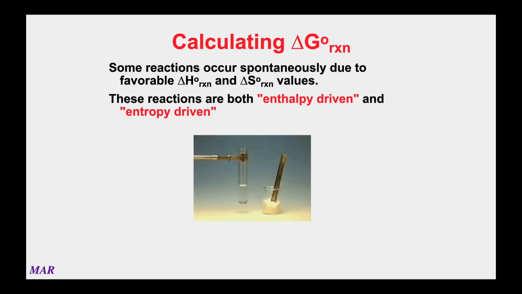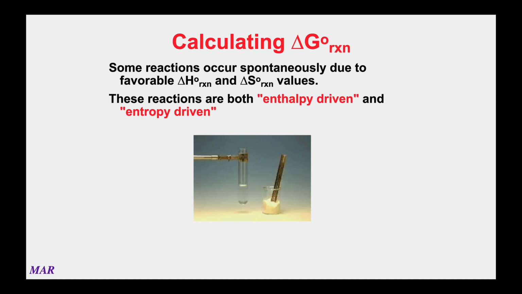Chemists talk about reactions as being enthalpy-driven and entropy-driven. An enthalpy-driven reaction is just a reaction where the enthalpy contributes to spontaneity. Remember, spontaneity means negative delta G. And if you want a negative delta G, then you're going to ideally have a negative delta H. So an enthalpy-driven reaction is just a reaction that's exothermic. It has a negative delta H. An entropy-driven reaction means that your delta S value is positive. Positive delta S's contribute to negative delta G's as well.